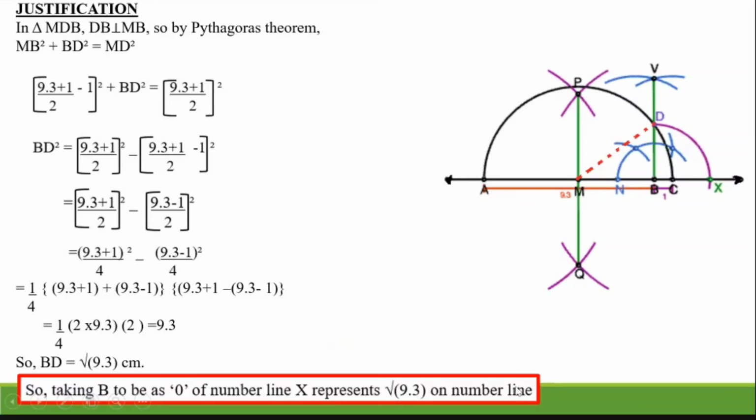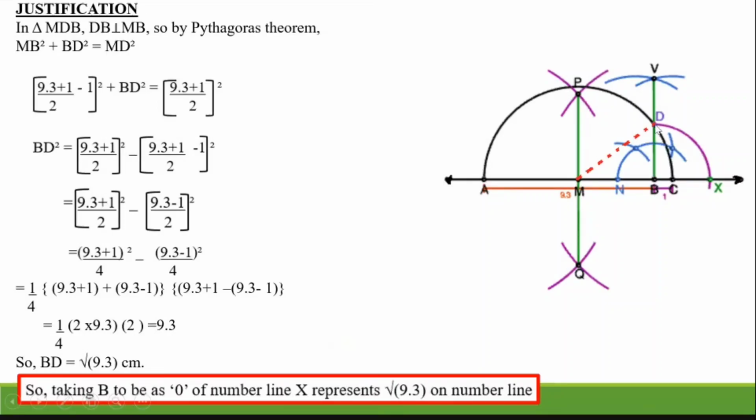How have we drawn? I just repeat. I took first of all a line segment AC equal to 9.3 plus 1. Then I found out point B, such that BC is equal to 1 centimeter. Automatically AB comes out to be 9.3. I find the midpoint of AC, that is M. With M as center and radius equal to MA or MC, I make a semicircle. Then at point B, I made a perpendicular. Wherever this perpendicular intersects the semicircle, I mark that point as D. Then BD will be equal to under root of 9.3.